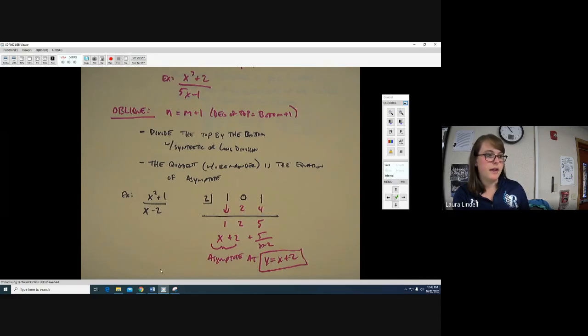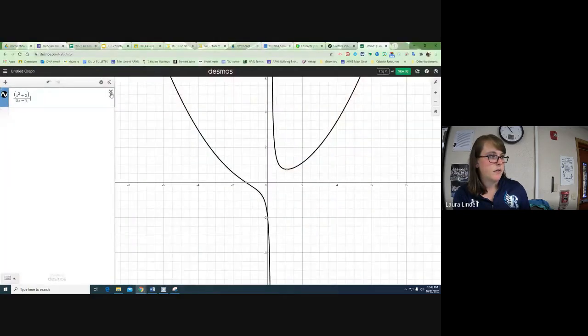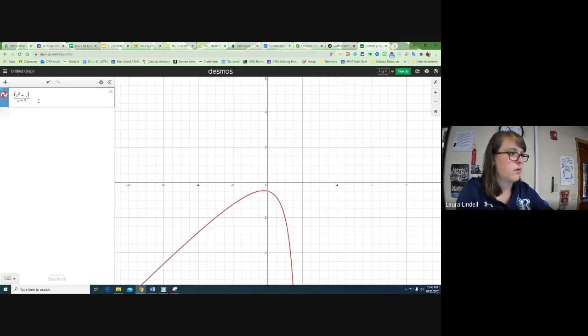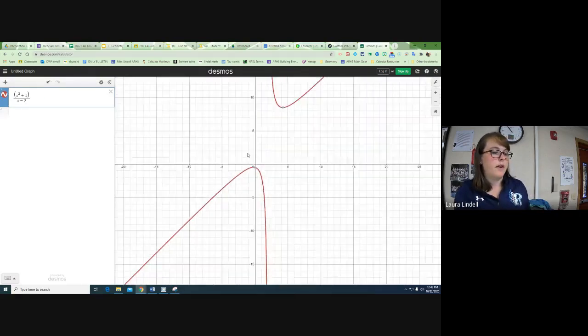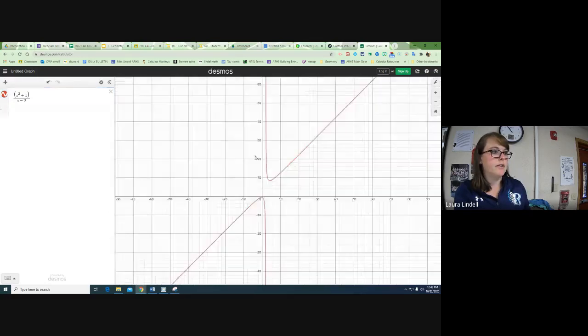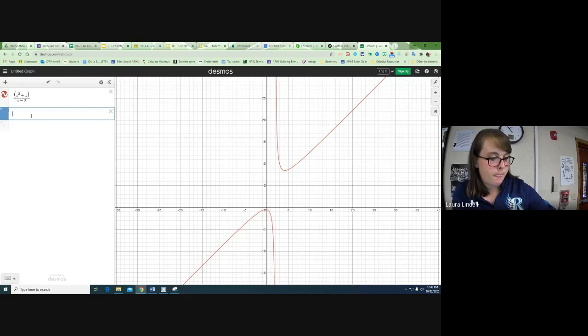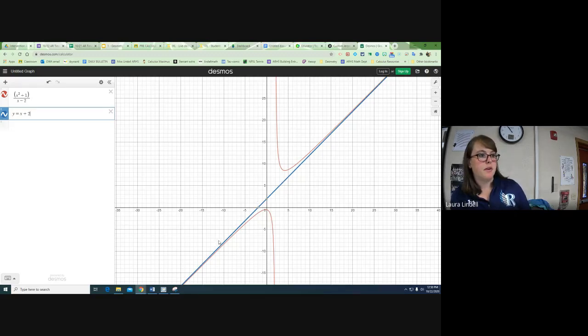Okay, so let's see what that looks like. We had (x^2 + 1)/(x - 2). If I zoom out, we can see where it is. And then if I plot the line y equals x plus 2, we can see that that is an asymptote for this function.